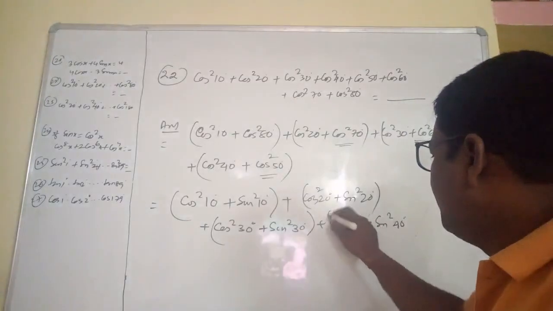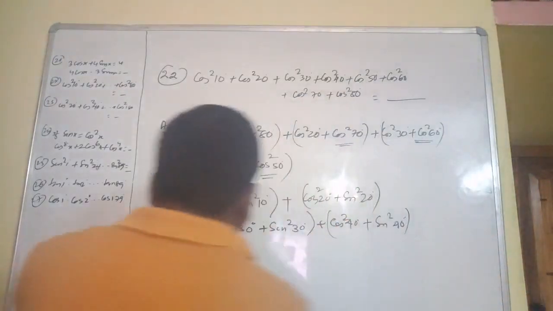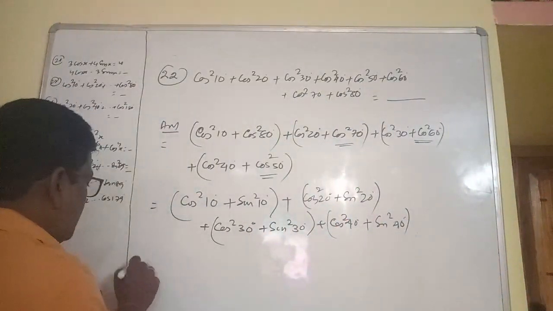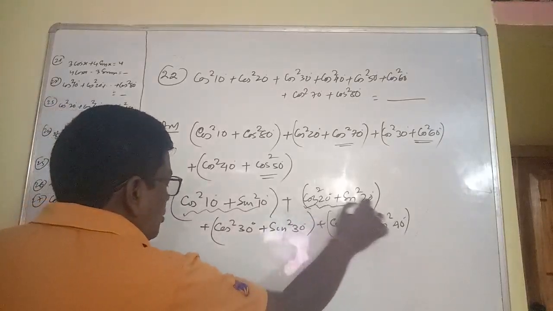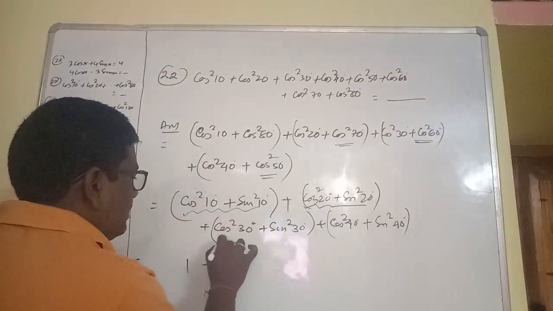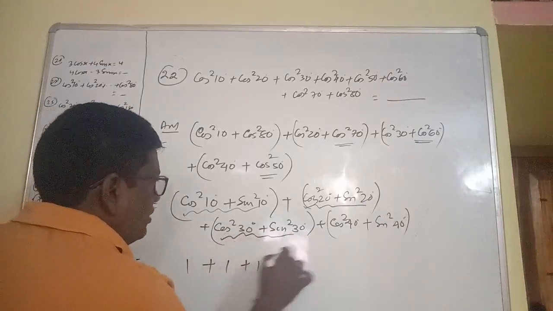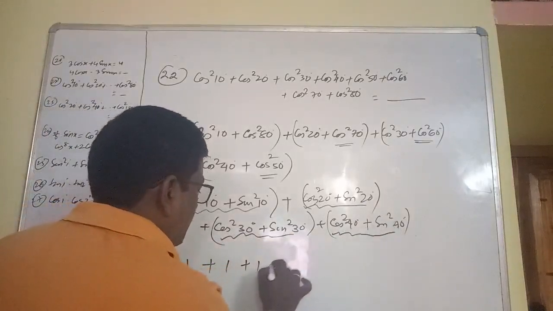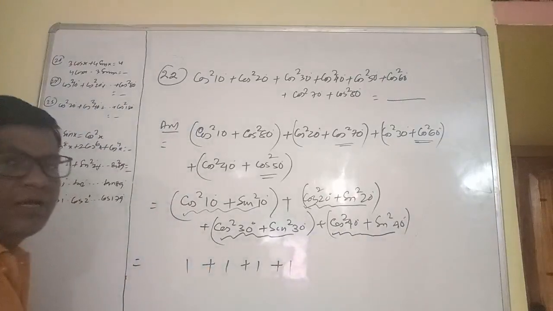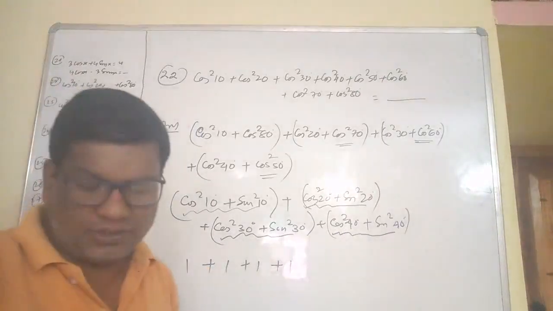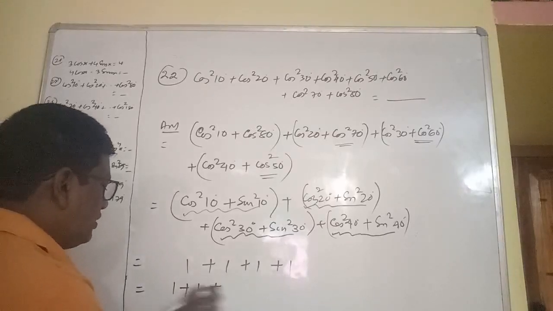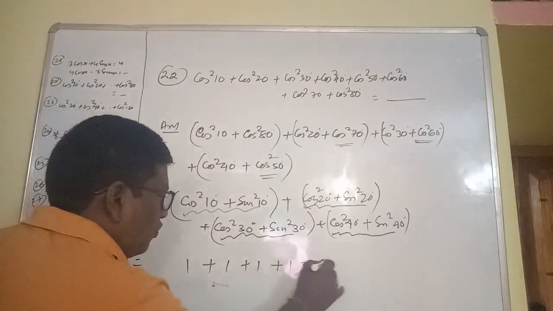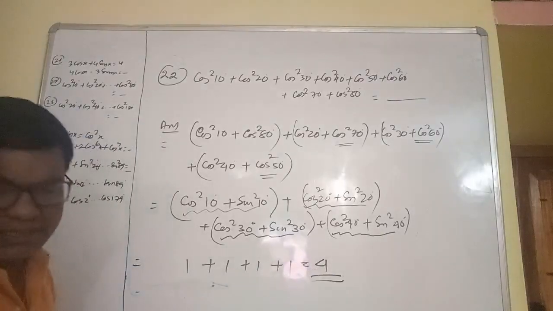so sin square 40. Cos square theta plus sin square theta is equal to 1. So this is equal to 1, and this is 1, this is 1, and this is 1, by the formula cos square theta plus sin square theta is equal to 1. So the answer is 1 plus 1 plus 1 plus 1, that is equal to 4. 4 is your answer.